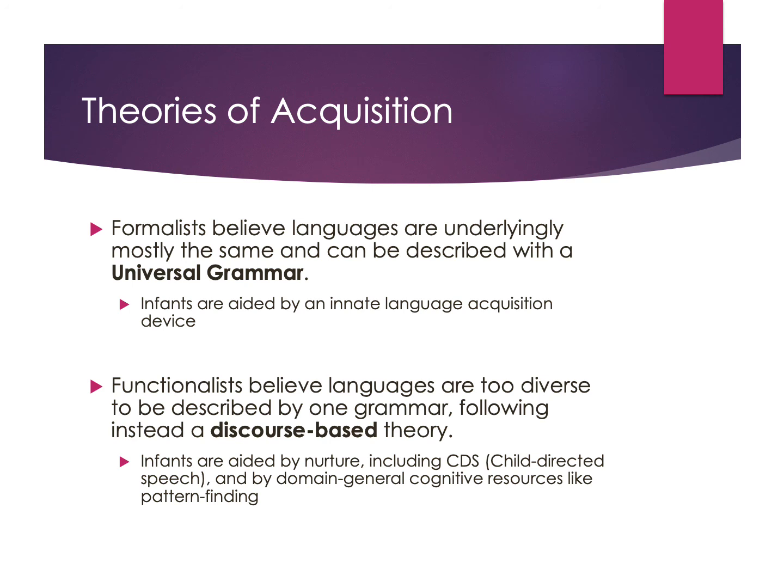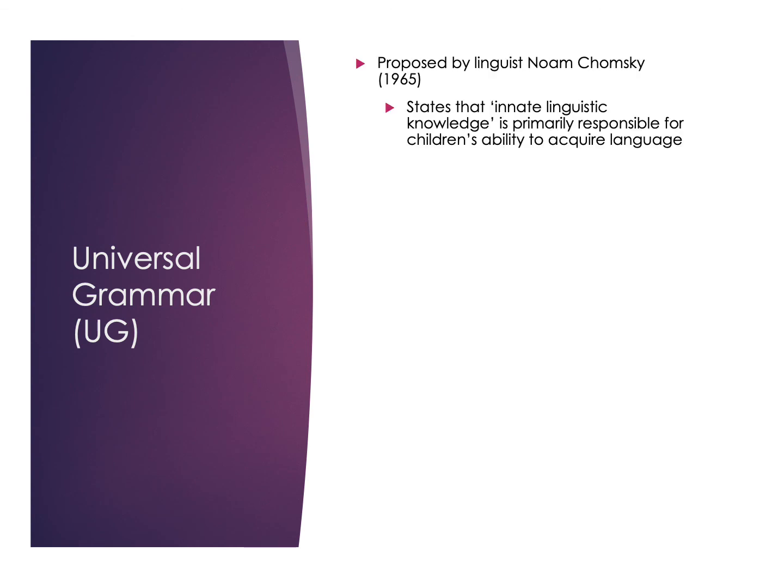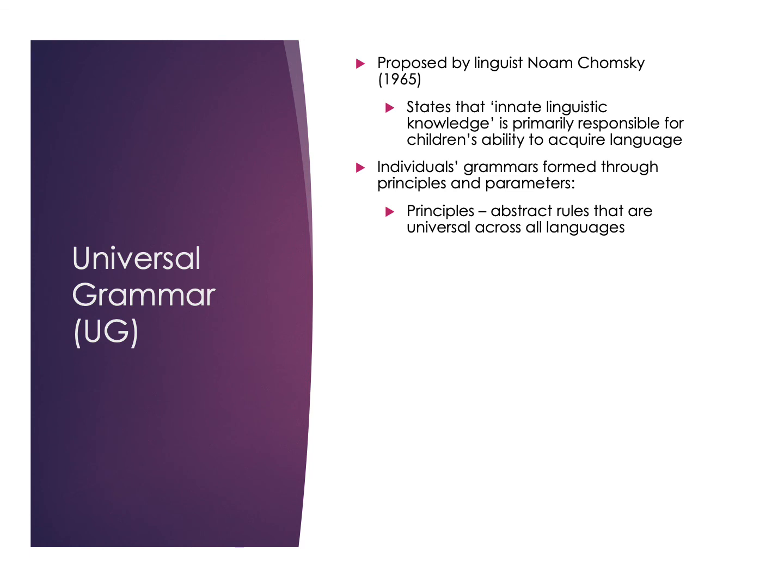So if we compare some of these major things, if we look first at universal grammar, it was proposed by Noam Chomsky. He's probably one of the most famous linguists still. So this started in the 1960s, and Noam Chomsky changed the face of linguistics very heavily through a lot of these ideas of universal grammar, saying that innate linguistic knowledge is what's primarily responsible for a child's ability to acquire language. And he says that individuals' grammars are formed through what are known as principles and parameters, where principles are these broad, abstract rules that would be seen as universal across all languages.